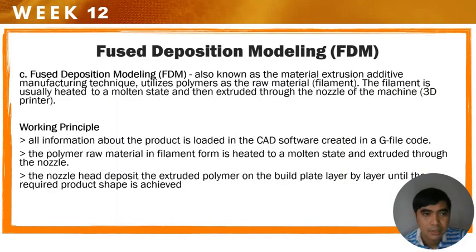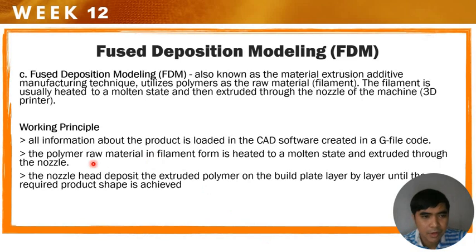Okay. Next is FDM or fused deposition modeling. So FDM, also known as the material extrusion additive manufacturing technique, utilizes polymers as the raw material or filament. The filament is usually heated to a molten state and then extruded through the nozzle of the machine, the 3D printer. So this fused deposition modeling or FDM is also a kind of 3D printing.